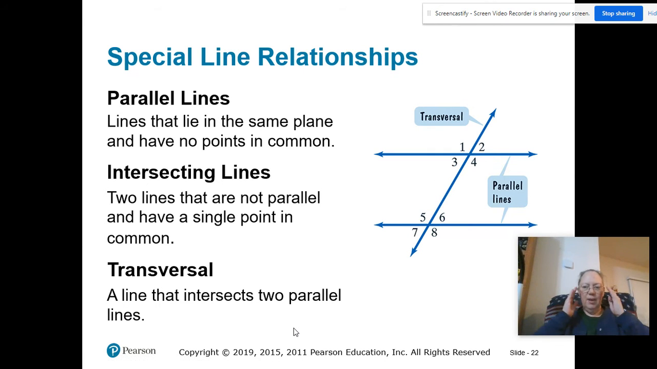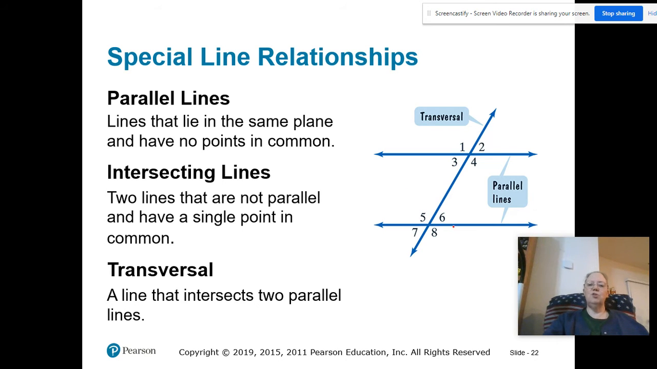Okay, when we have two parallel lines and then a line crosses them, the crossing line right here is called a transversal. Parallel lines lie in the same plane, have no points in common, and are never going to intersect. Intersecting lines are not parallel and they do cross at one single point. A transversal intersects two parallel lines.